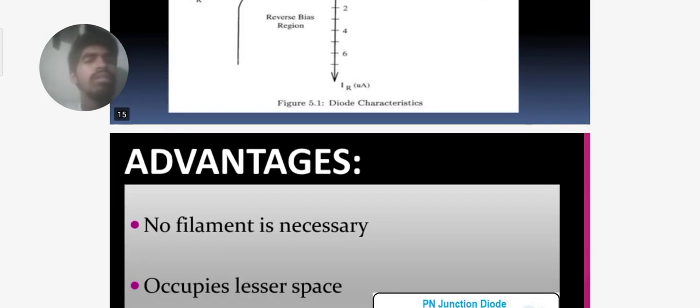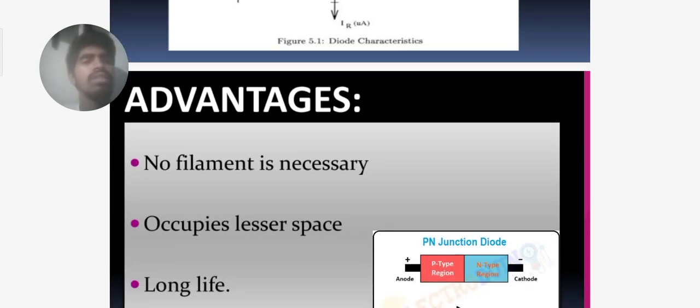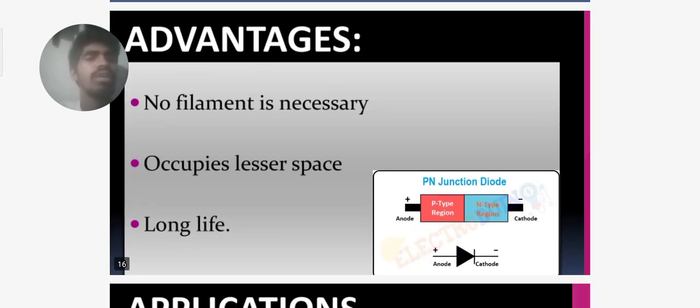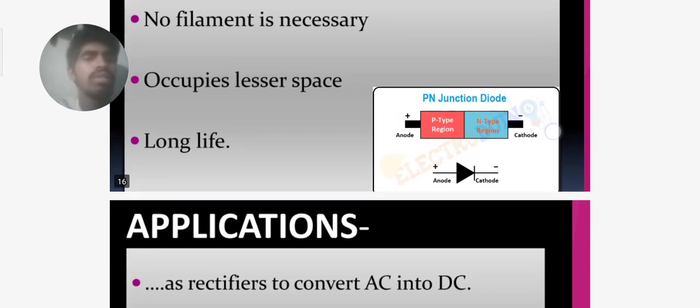So in the PN junction, what are the advantages? This is very important because we use the PN junction for the advantages. What are those advantages? First one, no filament is necessary. In the PN junction, no filament is necessary. We are using light bulbs in our homes, which are made up of tungsten. But here filament is not required. Occupies less space. So this is the most useful advantage because it occupies less space, and long life. Everyone needs this, that is a long life we can use.